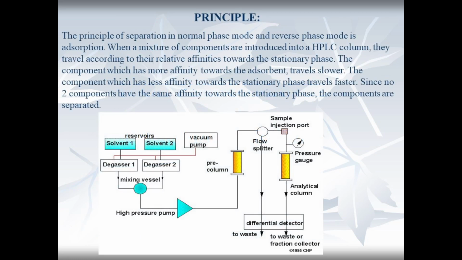The principle of separation in normal phase mode and reverse phase mode is adsorption. When a mixture of components is introduced into an HPLC column, they travel according to their relative affinities towards the stationary phase. The component which has more affinity towards the adsorbent travels slower. The component which has less affinity towards the stationary phase travels faster. Since no two components have the same affinity towards the stationary phase, the components are separated.